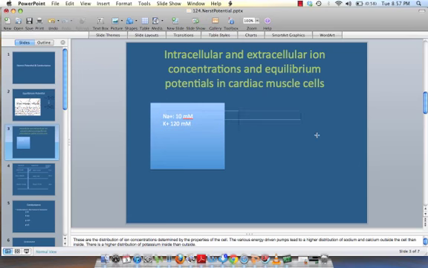The sodium outside the cell is about 145 millimolar, and the potassium outside the cell is about 4.5 millimolar. The exact numbers are not important. What is important to realize is that the sodium outside the cell is greater than the sodium inside the cell, and that the potassium inside the cell is greater than the potassium outside the cell, and this concentration gradient is maintained by a sodium-potassium ATPase pump.